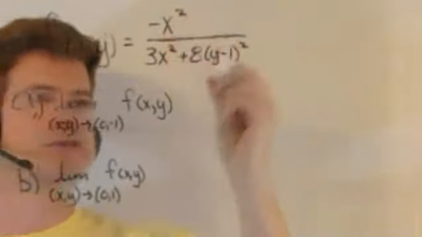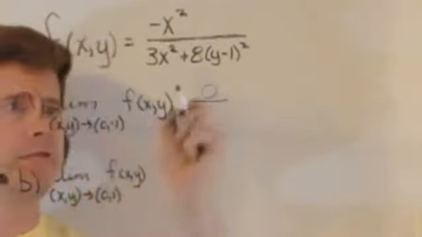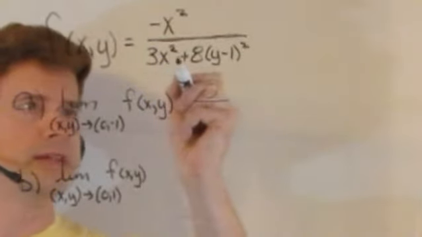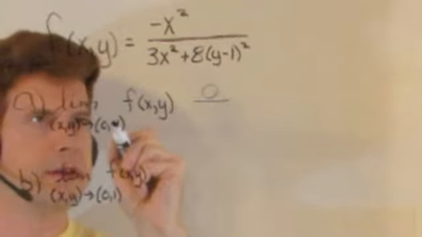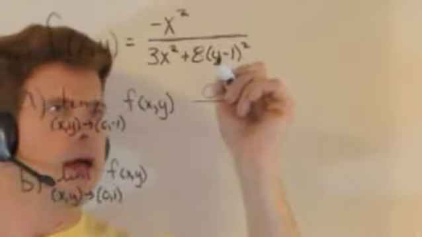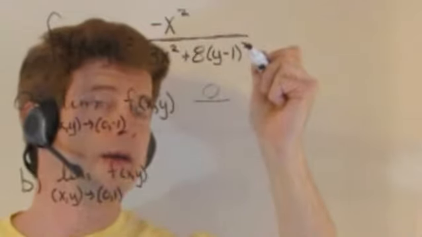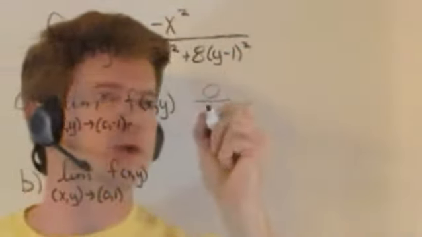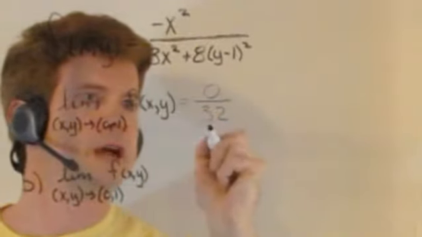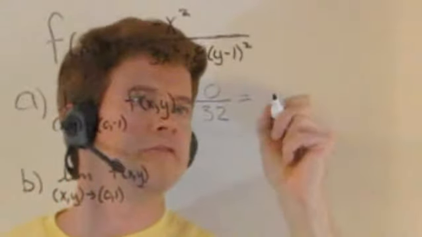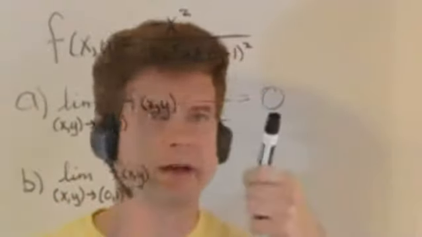Plugging in x equals 0 into our numerator gives us 0 squared, -0 squared, which is simply 0. And then for the denominator, again, we have x equals 0, so that's 0 plus 8 times, now y is -1. So -1 minus 1 is -2. Quantity squared is 4. So 8 times 4 is 32. So we wind up with 32 as our denominator, which means this one simply evaluates to 0. So yes, for this one, the limit does exist and it evaluates simply to 0.